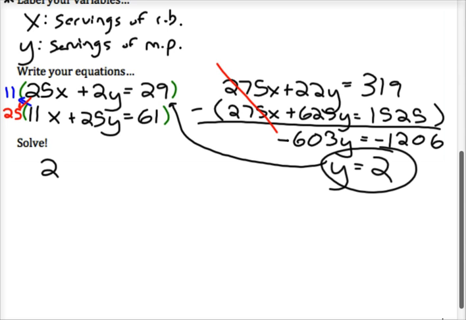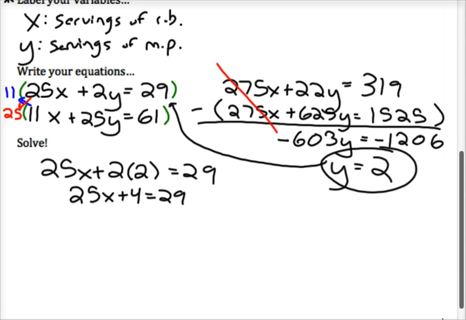So I have 25x plus 2y, which I know is 2, equals 29. So I have 25x plus 4 equals 29. Subtract 4 from both sides. Divide by 25. And you have both of your variables now. So that means I'm ready to write my answer.